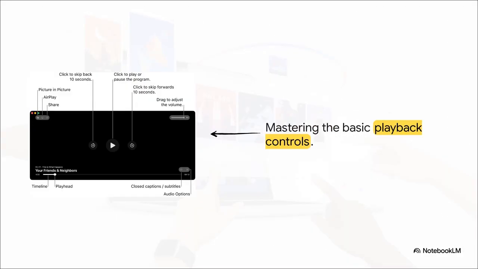Now, once you actually pick something and hit play, the playback interface is super intuitive. Down on the bottom left, you've got your standard timeline and playhead to scrub through the video. Right dead center is your play and pause button, flanked by those really handy 10-second skip buttons, perfect for catching a line of dialogue you missed. And over on the top right, a simple slider for your volume.